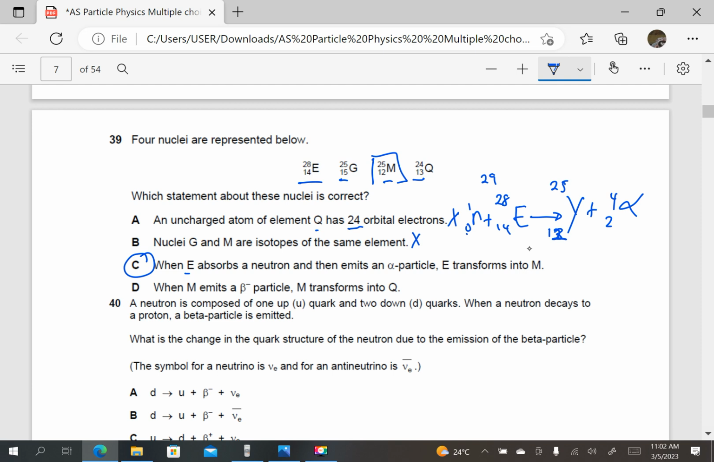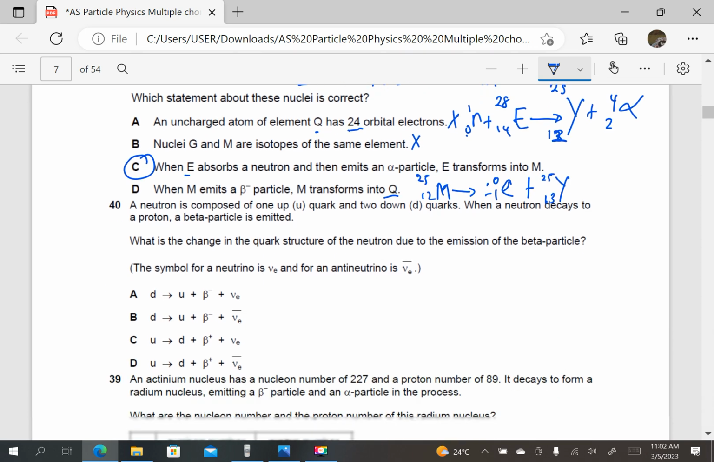When M emits a beta minus particle, M transforms into Q. Let's see if this is correct. M is emitting beta minus, which is 0, negative 1, plus M, which is 25, 12. So this is going to be another nucleus Y, which is 25, and this must be 13. They said it transforms into Q. So the proton number is 13, but the nucleon number is not 25. So that is not true. So the answer is C.